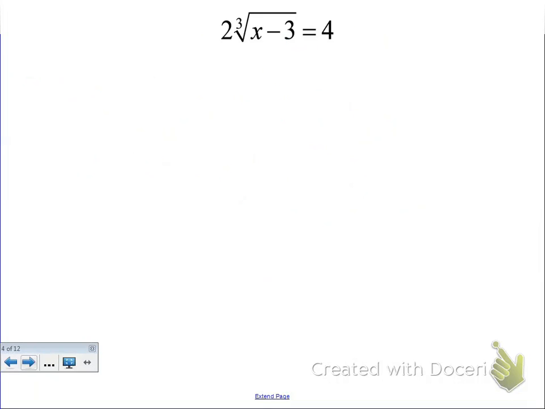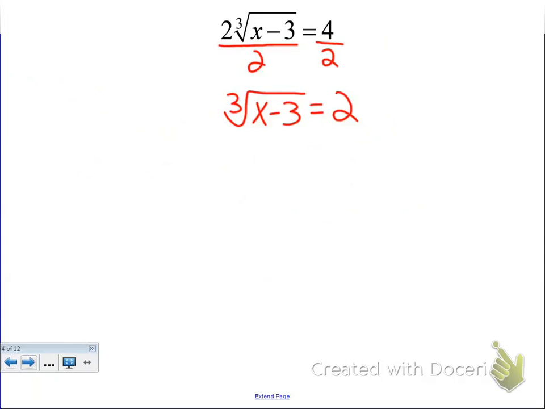Next problem. We have 2 times the cube root of x minus 3 equals 4. Now, you got to do something first before you do anything else in this problem. And what is that, you ask? Why, you need to divide both sides by 2. That's what you do. So divide both sides by 2. So we have the cube root of x minus 3 equals 2.